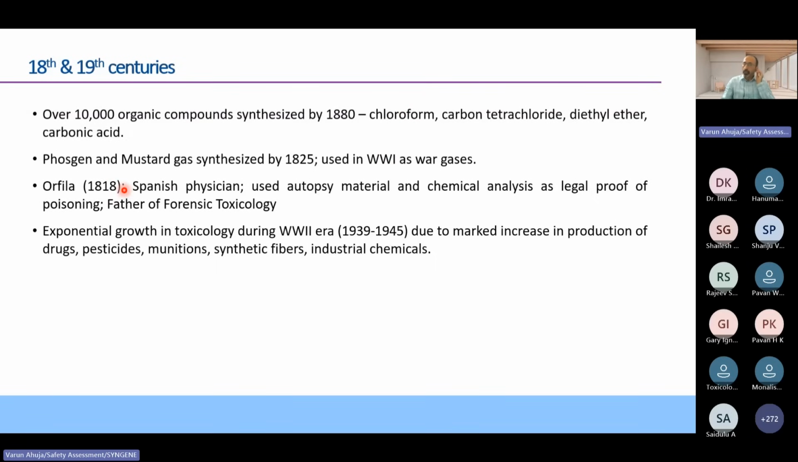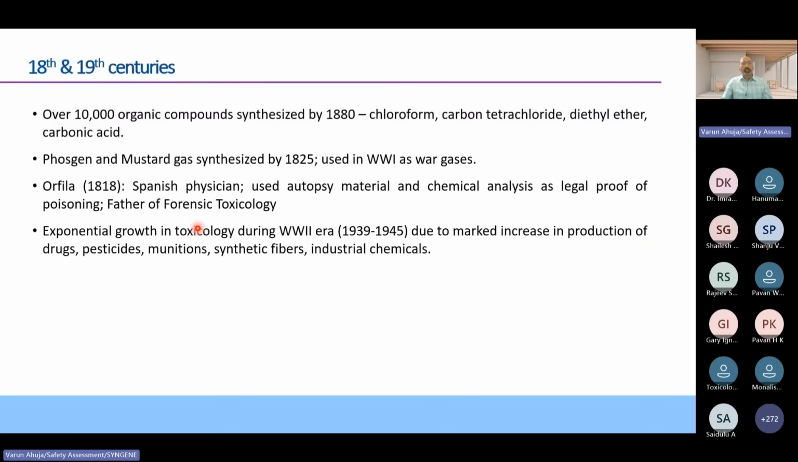Then Orfila, he was a Spanish physician. He used autopsy material and chemical analysis as legal proof of poisoning, and he is called the father of forensic toxicology.